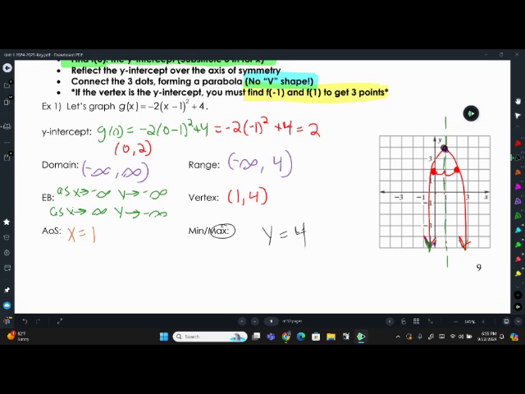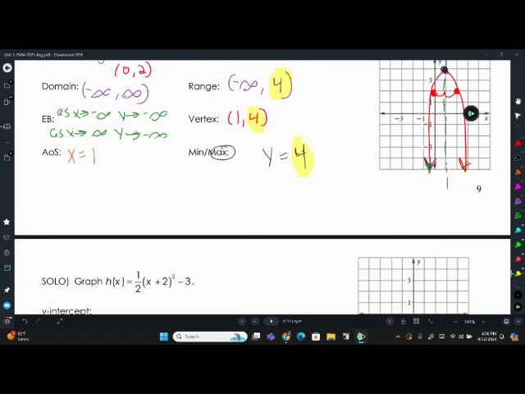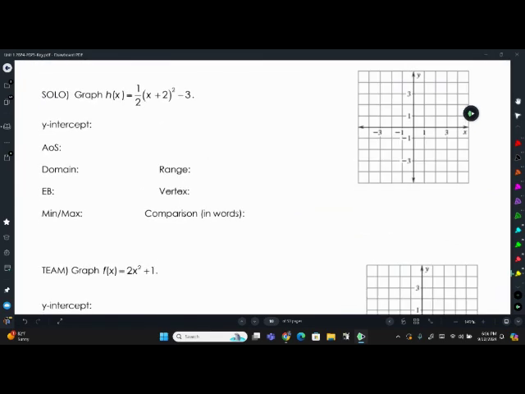Now I want you to notice something. Our k value is 4. Our range had a 4 in it. It doesn't necessarily need to be the biggest number, but our range should have a 4 in it. The vertex has a 4 in it, and the min or max also has a 4 in it. So that k value will tell us those characteristics. Right, if we flip the page here, we're going to graph this one now.